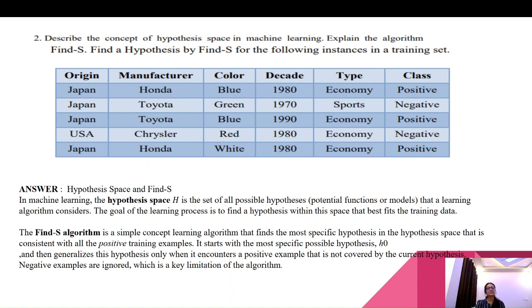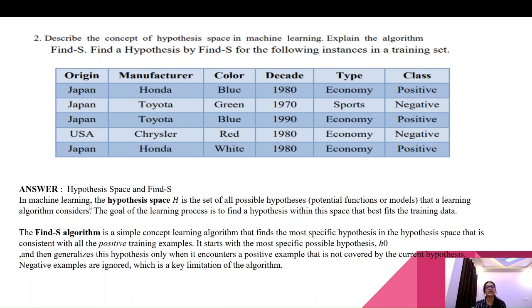Now, the second question is: describe the concept of hypothesis space in machine learning. Explain the algorithm Find-S. Find a hypothesis by Find-S from the following instances in the training set. This is a training set: origin, manufacturer, color, decade, type, and class. The hypothesis space and Find-S.